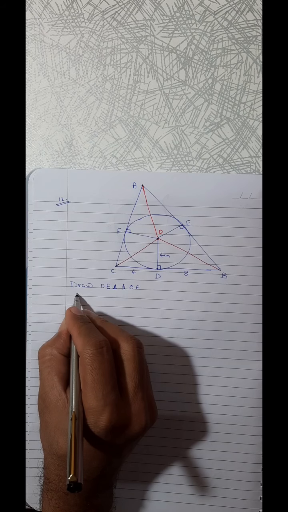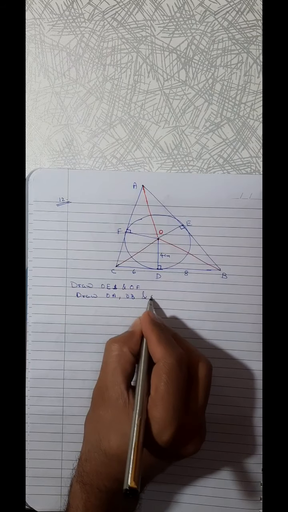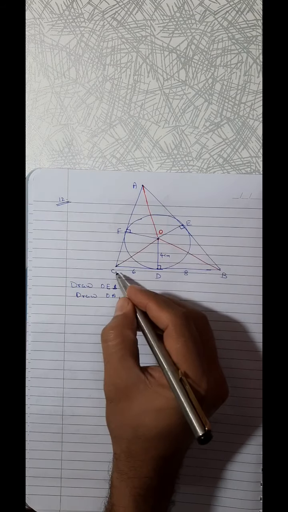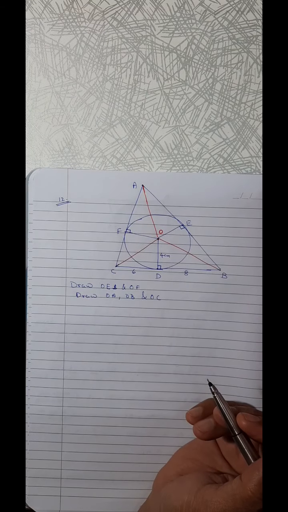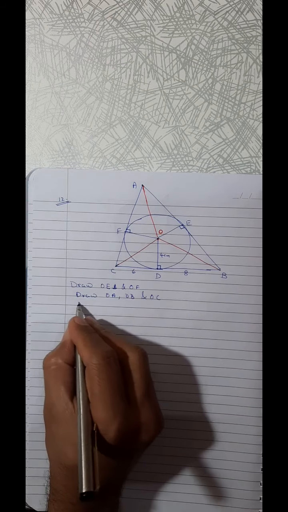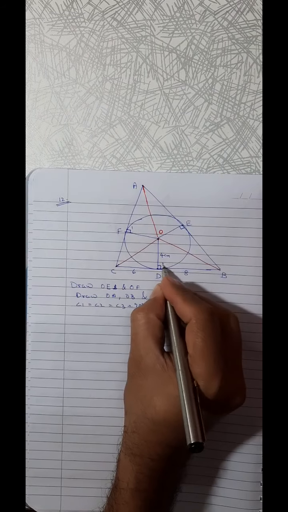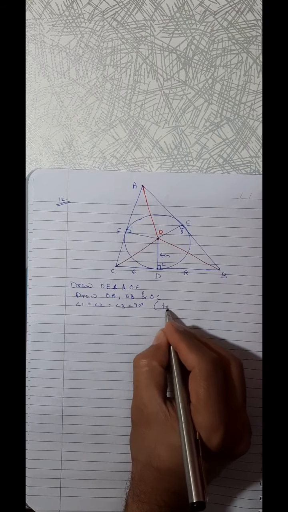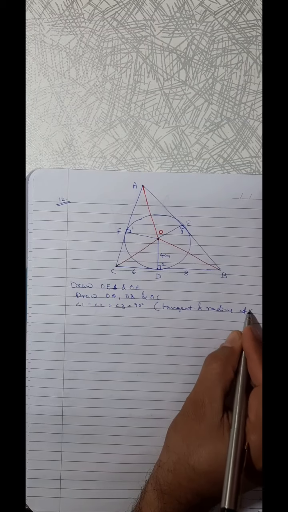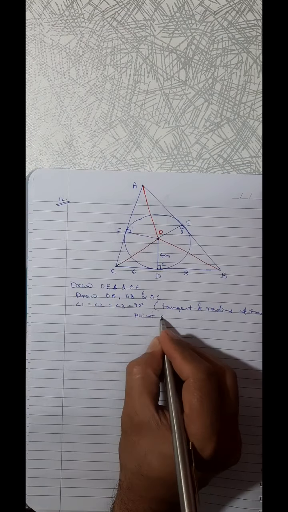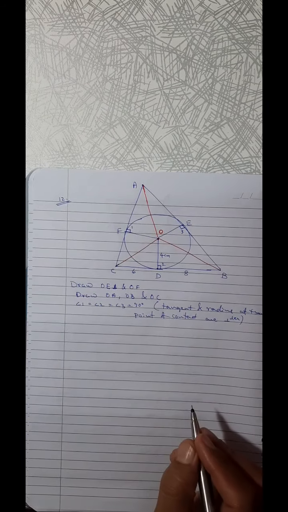Then draw OA, OB and OC towards the corners. Angle 1 equals angle 2 equals angle 3 equals 90 degrees. All these are perpendicular. Reason: tangent and radius at the point of contact are perpendicular.